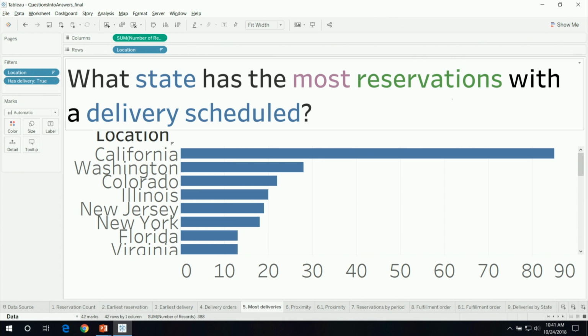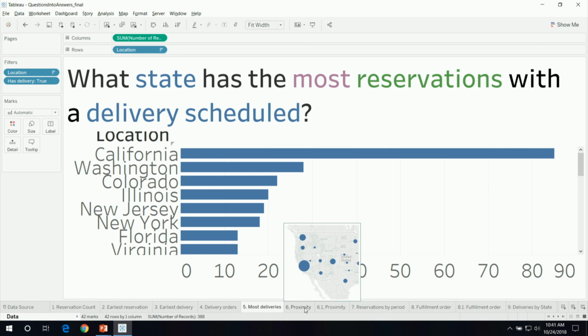Here, though, I've said with a delivery scheduled. So where before I had the has delivery field out there that gave me the comparison between true and false, here I've chosen to just use it as a filter, so I can just see the ones that do have a delivery scheduled. I'm measuring something slightly different. By filtering to true here, I'm measuring the ones that have a delivery rather than the ones that don't.